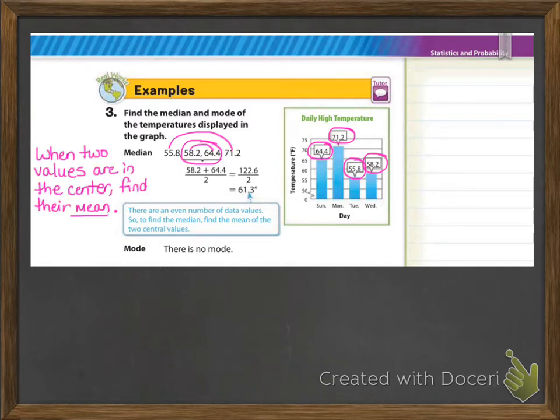So go ahead and take a moment to write that note that I wrote down here to the left in pink: when two values are in the center, find their mean. And you can see that the book did this for you.